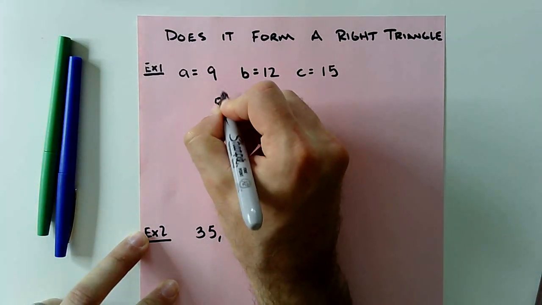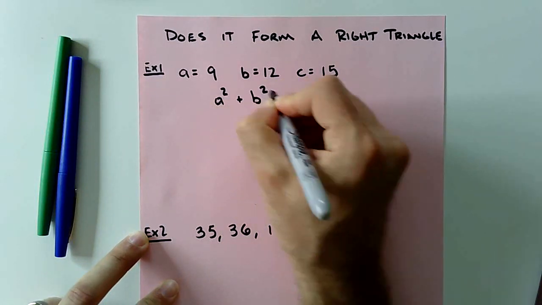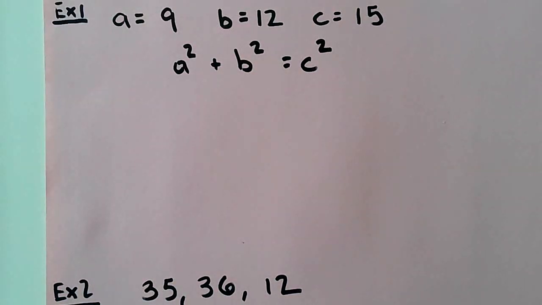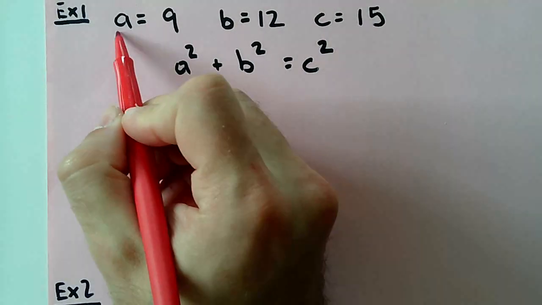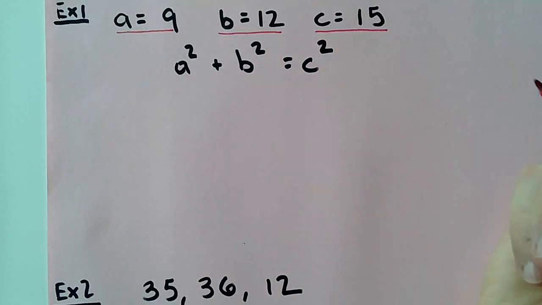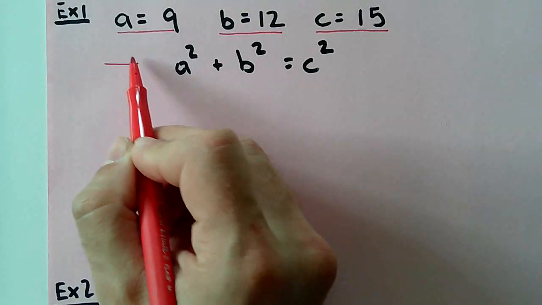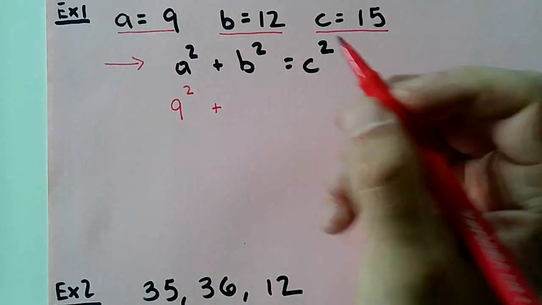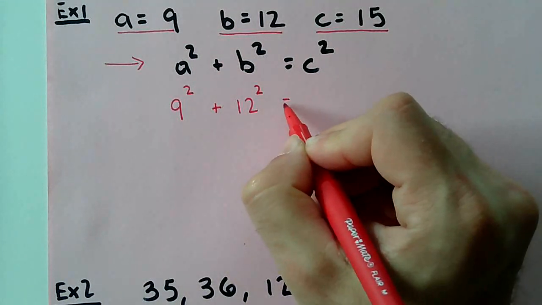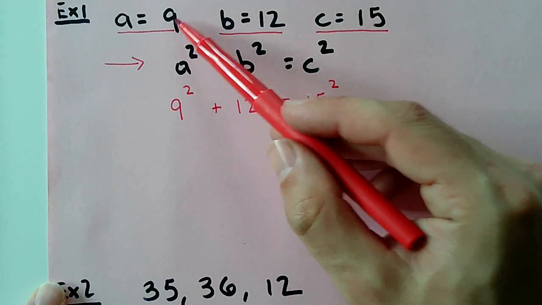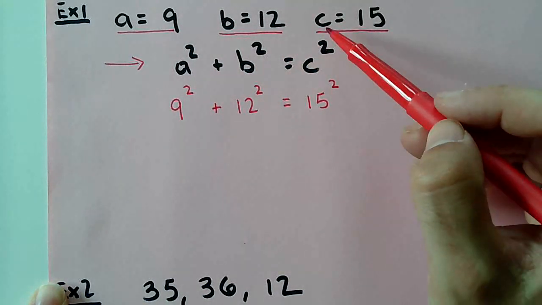So let's start with our Pythagorean theorem. We know that a squared plus b squared equals c squared. And if that doesn't sound familiar, you're going to want to check in with the last video one more time. Now we're just going to plug our values in. So we're just going to do a substitution. We're going to substitute 9 for a, 12 for b, and 15 for c into our Pythagorean theorem. So we're going to do 9 squared plus 12 squared equals 15 squared. So I replace the a with 9, the b with 12, and the c with 15.